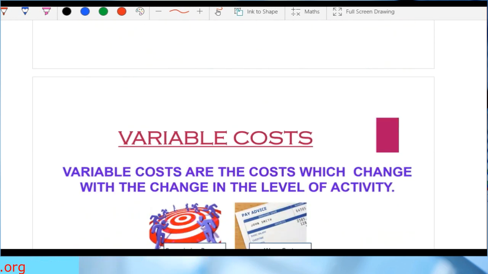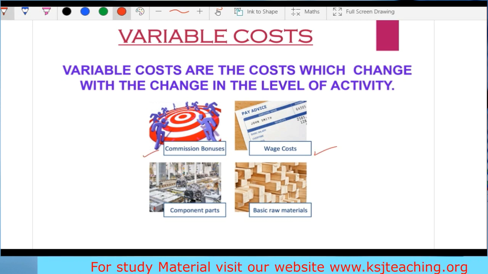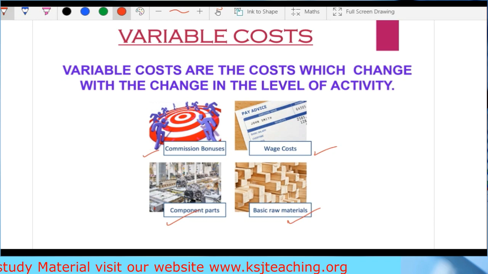Now, moving on to the variable cost. What is variable cost, sir? Variable costs are the costs which change with the change in the level of activity. Like commission, bonus, wages, component parts, basic raw materials.